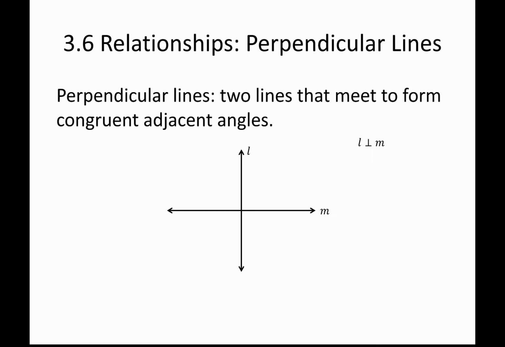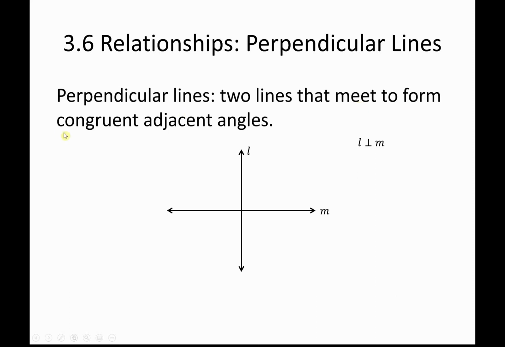Starting with relationships, particularly perpendicular lines, let's define this term. Perpendicular lines are two lines that meet to form congruent adjacent angles. You may notice off to the side here some new notation. There's a new symbol right here. In the figure, we have lines L and M, and certainly they're intersecting, although the point of intersection is not explicitly shown. But they are meeting. That's another way of saying intersecting.